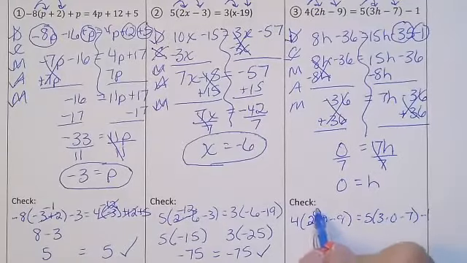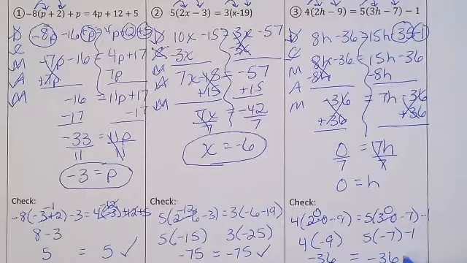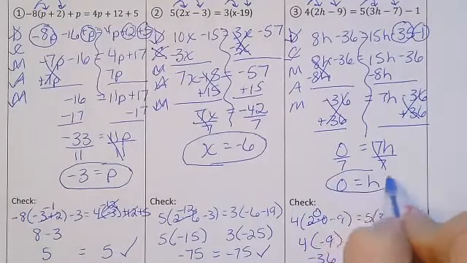Two times 0 is 0. 0 minus 9 is -9, which gives me -36. 3 times 0 is 0. 0 minus 7 is -7. 5 times -7 is -35. Minus 1 is -36. They are equal, so 0 equals H.